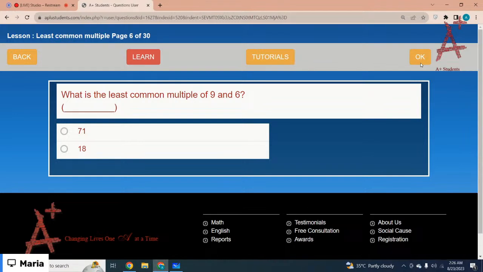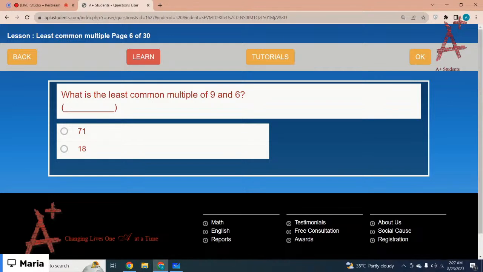Okay, the next one is, what is the least common multiple of 9 and 6? You have to find the number that is a multiple of both 9 and 6. Which is the correct option? You have 71 and 18. 9 is not divisible by 71, right?